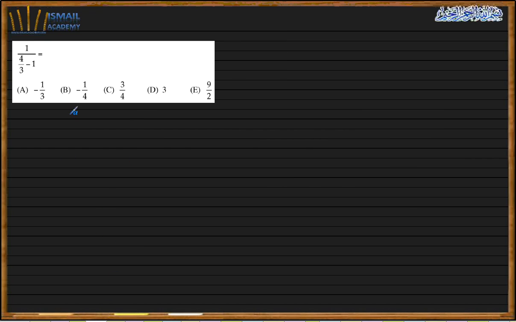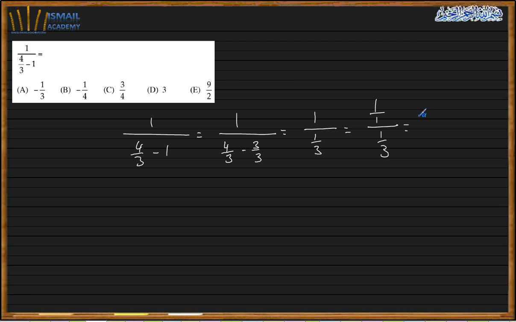Next question, they ask me to evaluate this fraction. We have 1 over 4 thirds minus 1, which is the same thing as 1 over 4 thirds minus 3 thirds. So it's going to be 1 over 1 third. This is the same thing as 1 over 1 divided by 1 third. So I multiply by the reciprocal of the denominator: 1 over 1 times 3 over 1, which is 3 over 1, which is 3. So the answer is D.